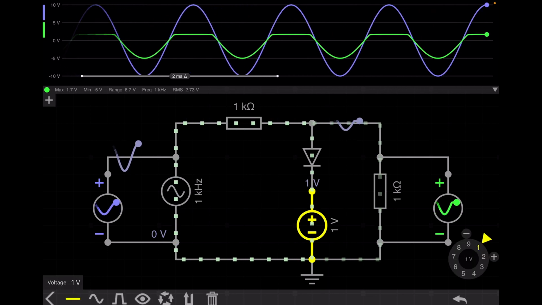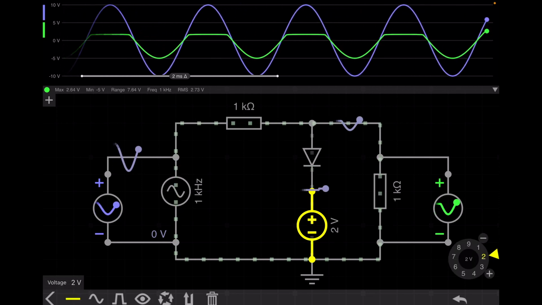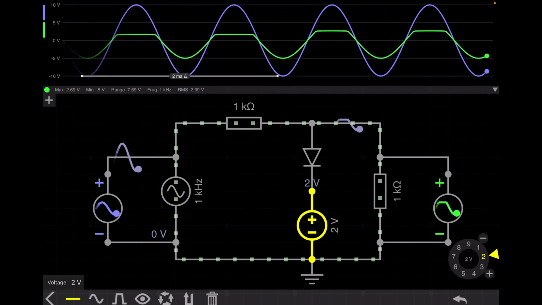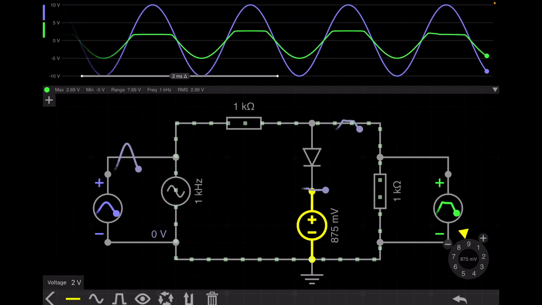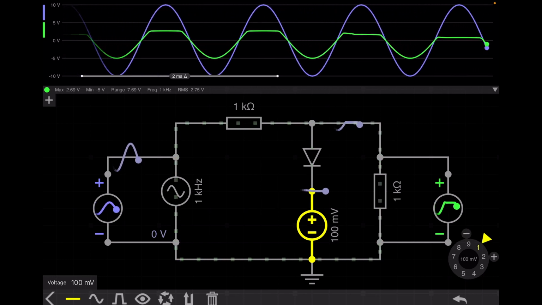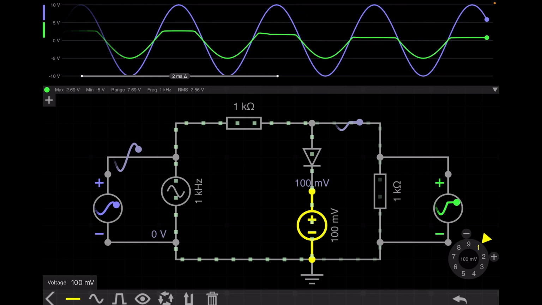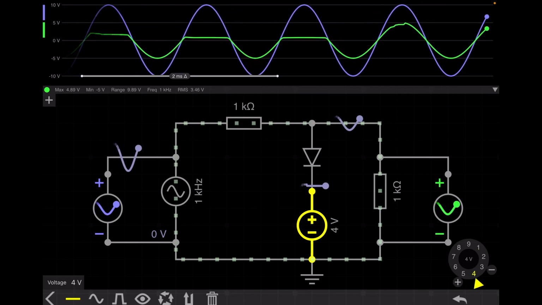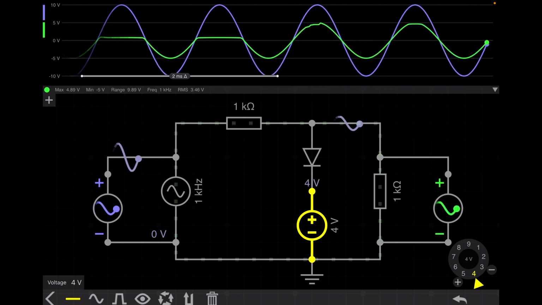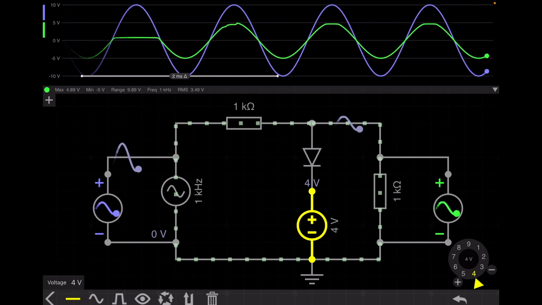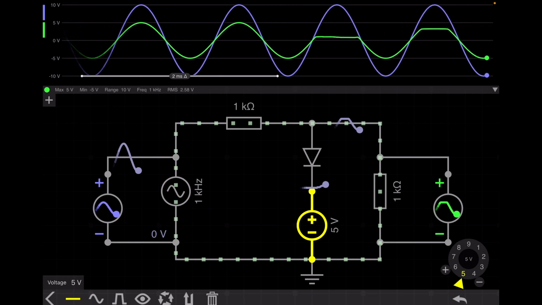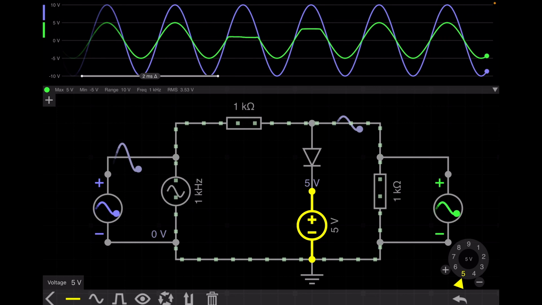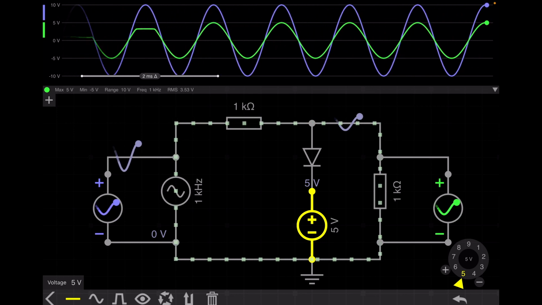So if I increase this one to 2 volt, you can see that the clipping level just increased to 2.7 volt, right? And if I decrease this to 0 volt, you can see it's very close to 0. And if I increase this to 4 volt, you can see that it is clipping a little bit, at 4.89 volt. Suppose if I make it 5 volt, you can see that there is no clipping. We can get the full sine wave, but the magnitude is half.